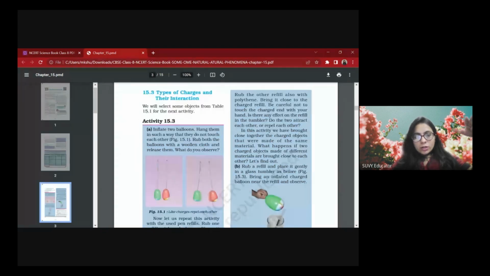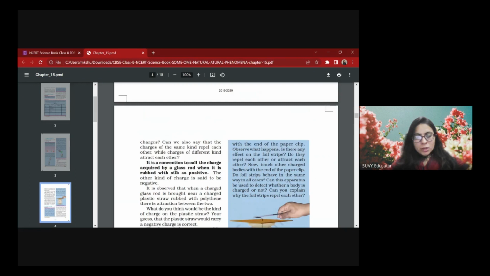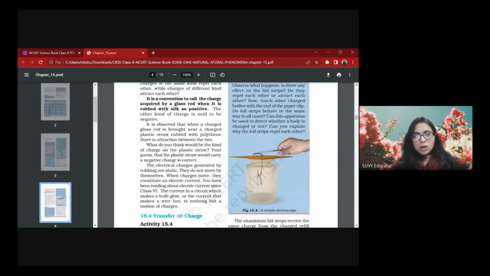Types of charges and their interaction. What are the different types of charges and how do they interact? When you rub two balloons, a charged balloon repels a charged balloon. When you rub two plastic refills, they repel each other. But when you rub a balloon and a refill, a charged balloon attracts a charged refill. Why is it so? Because the same charges repel each other, and opposite charges attract each other.